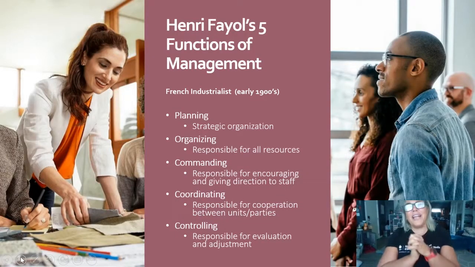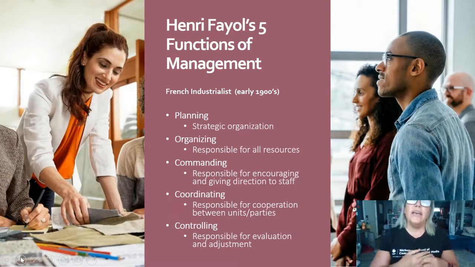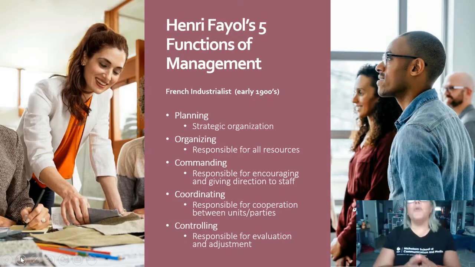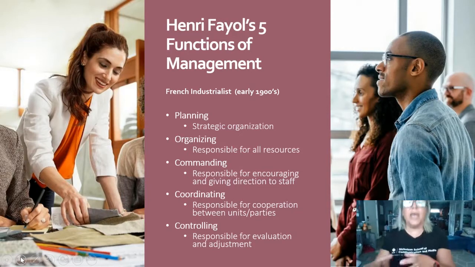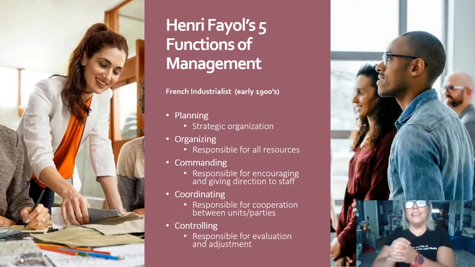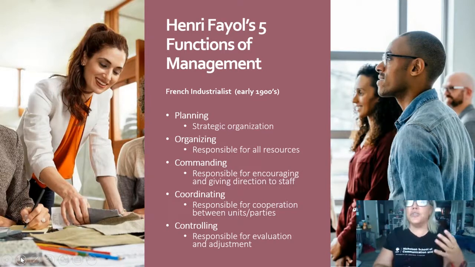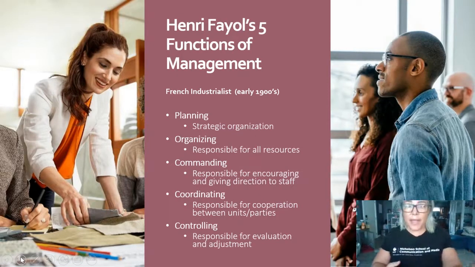Next, we have, after Taylor's scientific management, Henry Fayol's 5 functions of management. Henry Fayol was a French industrialist who also looked at a division of labor, but through a slightly different lens. He talked about that there should be these 5 functions inside of management who is overseeing a team, and they are planning, organizing, commanding, coordinating, and controlling. So planning is strategic organization. So making sure before anything ever happens that there is a plan in place.